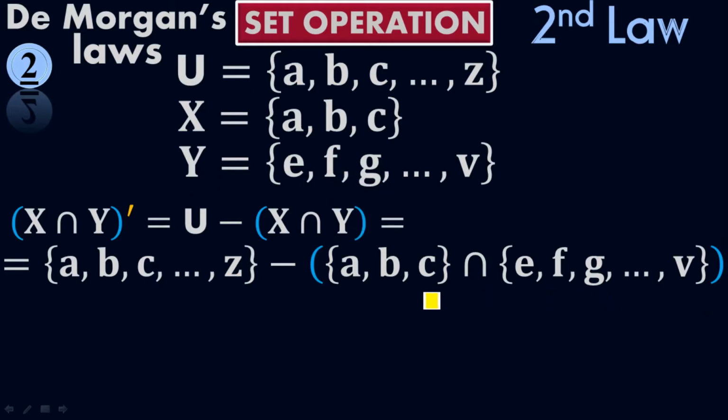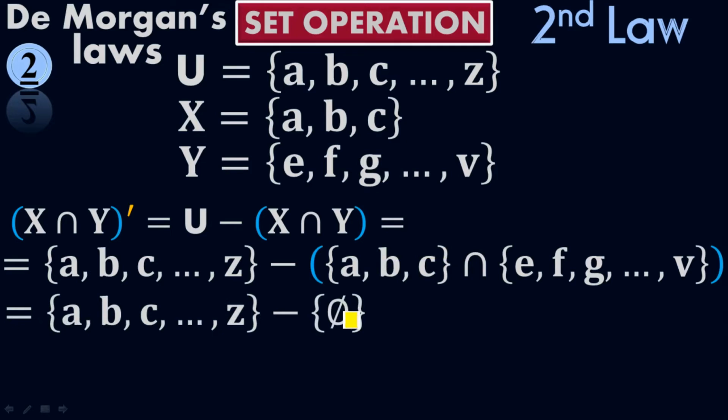Now first, to take the intersection of these two sets, inside this blue parenthesis, let me first take the intersection of these two sets. So their intersection will be empty set. We know that in intersection we take common elements. Is there any common element in both of the sets? No, we don't have any common elements. In set X we have A, B, C, but in set Y it starts with E, F, G up to V. So there is no such common element that we take for the intersection set.